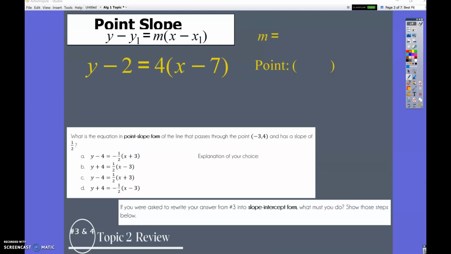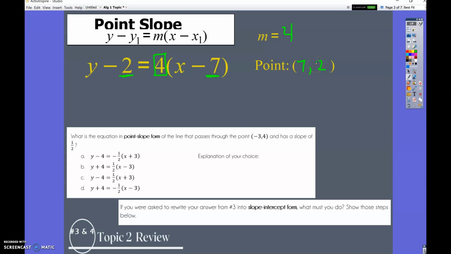For questions number 3 and 4, they're really focusing in on that point-slope form again. So, for example, we know that m is right here before the parentheses in this equation, so we'd say our slope is 4. The point, this is our x value, we'd have our 7. Our y value is the 2. Again, realize that it looks as though the sign is opposite.